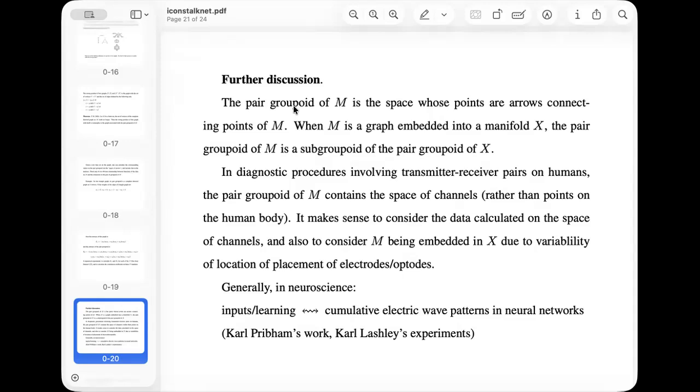It makes sense to consider the data calculated on the space of channels and also to consider M being embedded in a manifold due to variability of location of placement of electrodes or optodes. Work by Karl Pribram, Karl Lashley experiments, and other work in neuroscience relates processes in networks of neurons associated with learning to cumulative electric wave patterns in neural networks. And that intuitively may support the argument that structures such as groupoid may be useful and may be the correct way to study or to model how these networks function.